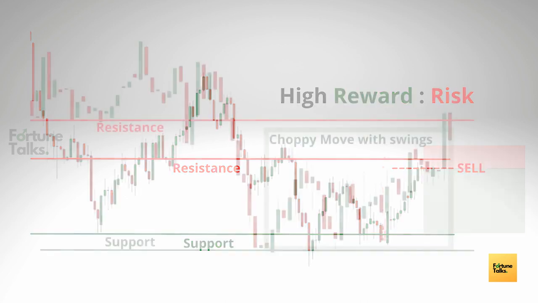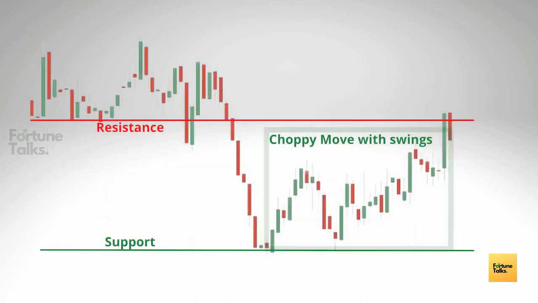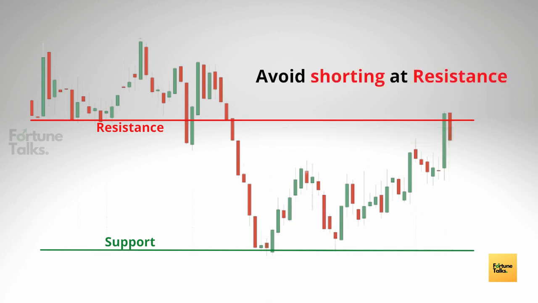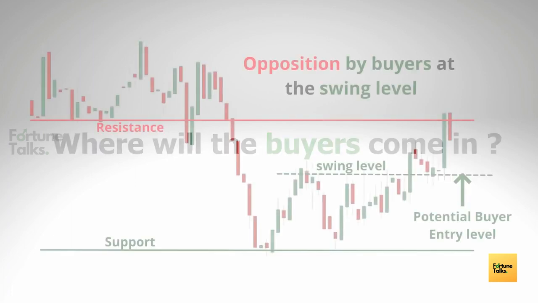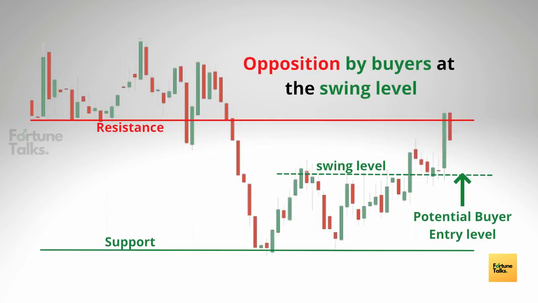However, on the downside, if you don't get a strong move or a momentum move into the particular level, instead what you get is a choppy move with a lot of swings like this, then it is not a good idea to short on the resistance. We can ask the same question here also. Where will the opposing pressure come in? That is, where will the buyers come in so as to get a good buying price? Well, this time around, the bias could potentially be at these swing lows.